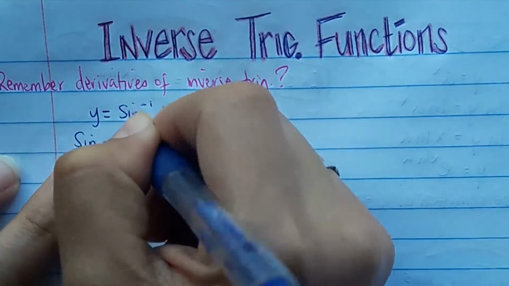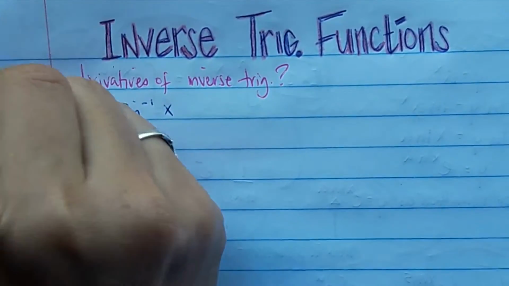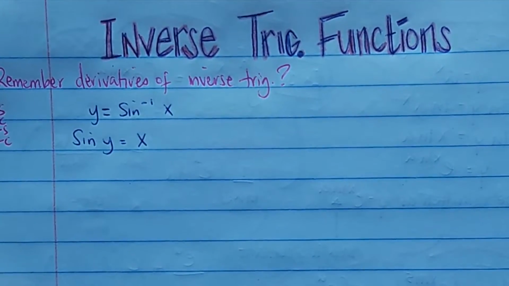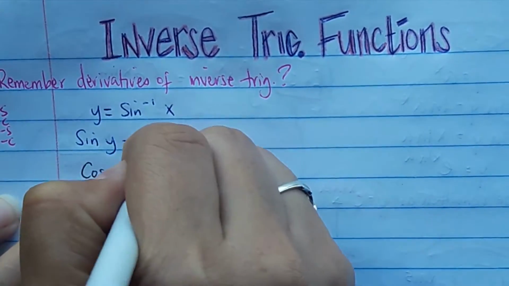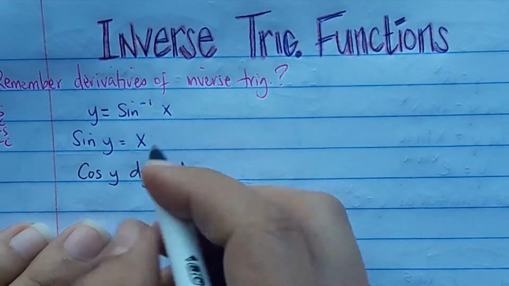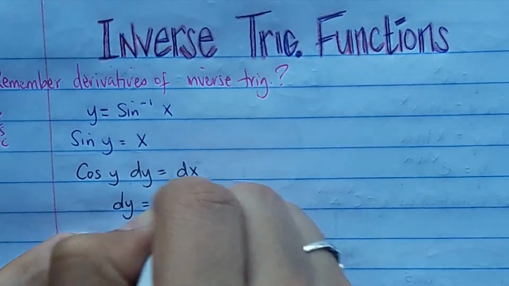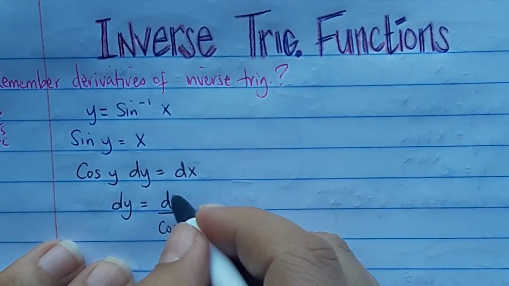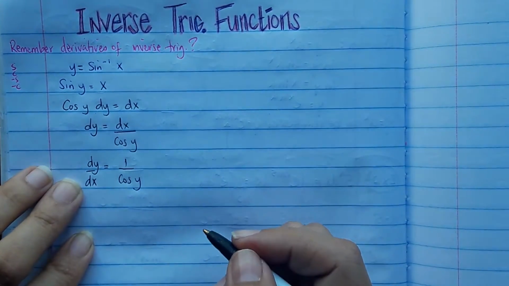So if you have y equals the inverse sine of x, take sine of both sides, do implicit differentiation. So the derivative of sine is going to be cosine y dy, and the derivative of x is just dx. And then go ahead and solve for dy/dx. So dy is equal to dx over cosine y, divided by dx. You're going to get dy/dx is equal to 1 over cosine y. And we've done this before.